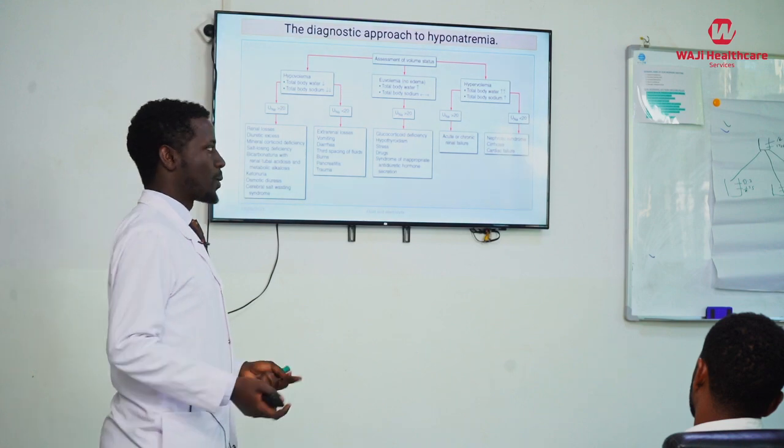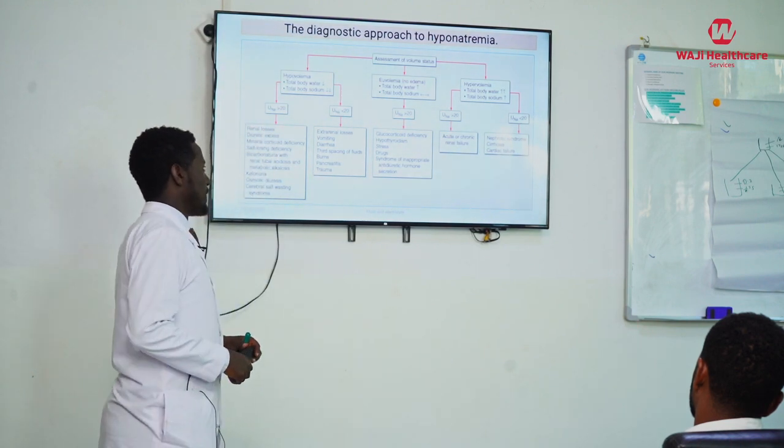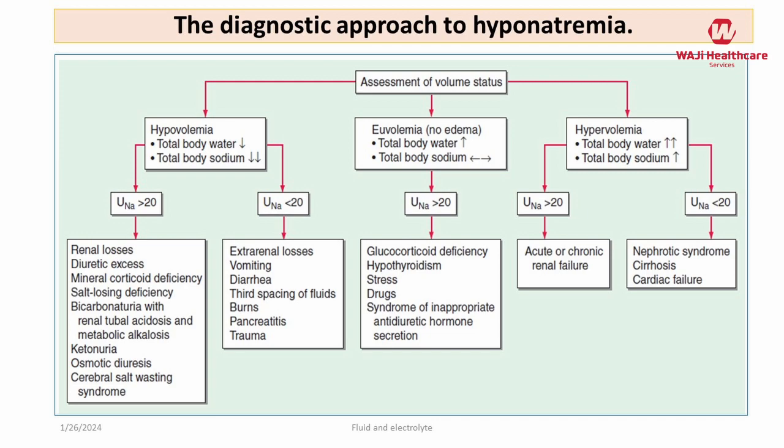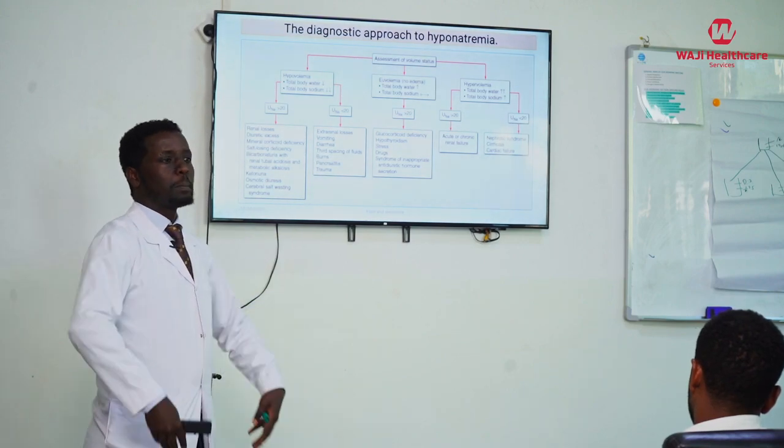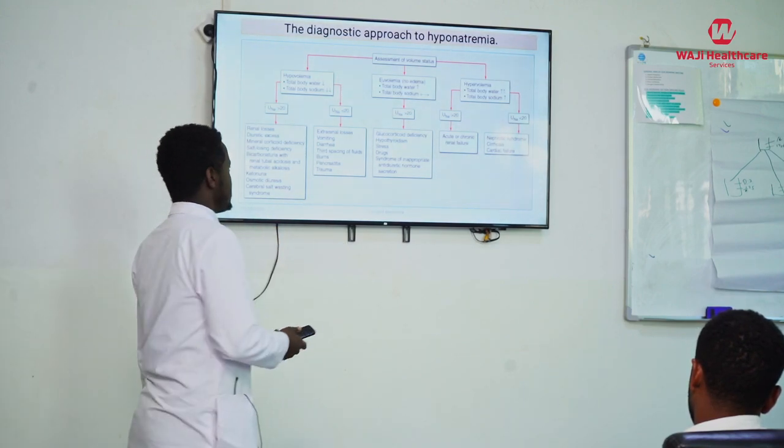SIADH, or syndrome of inappropriate ADH secretion. Others like endocrine disorders, mostly hypothyroidism and glucocorticoid deficiency, are common causes of euvolemic hyponatremia. And the hypervolemic one means the patient is edematous. That means heart failure, renal and non-renal causes. Non-renal causes could be heart failure, CLD. Renal causes, CKD and nephrotic syndrome, are causes of hypervolemic hyponatremia. Hypervolemic patient means the patient is edematous, in other words there is a large amount of retained fluid.